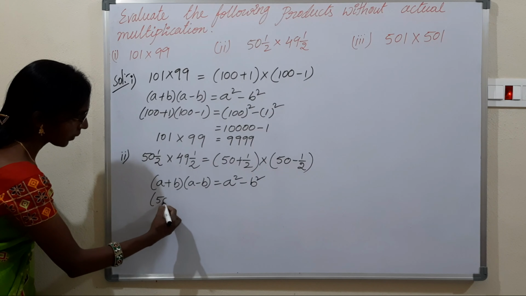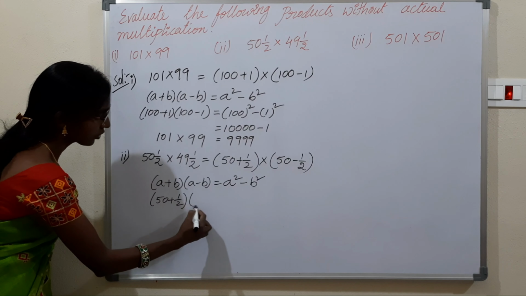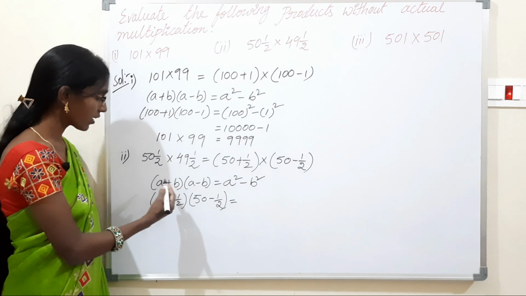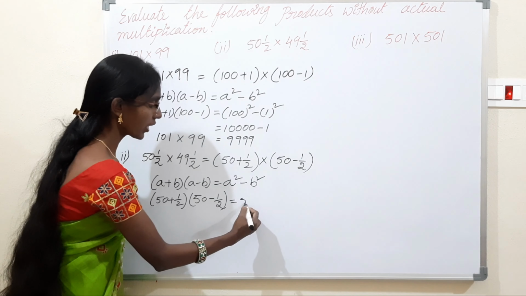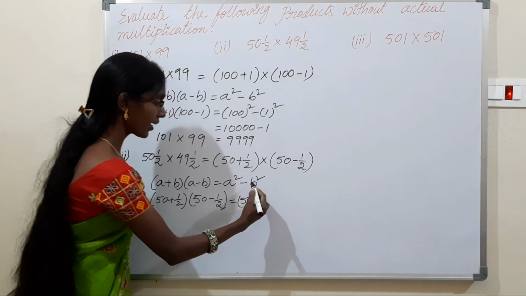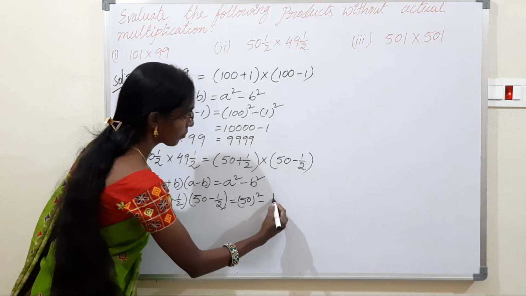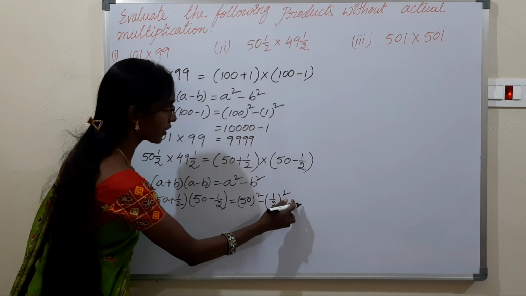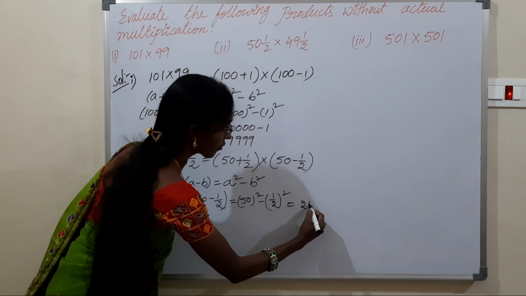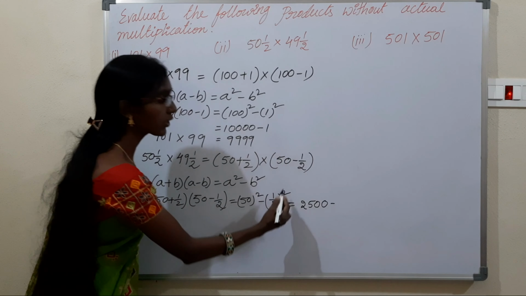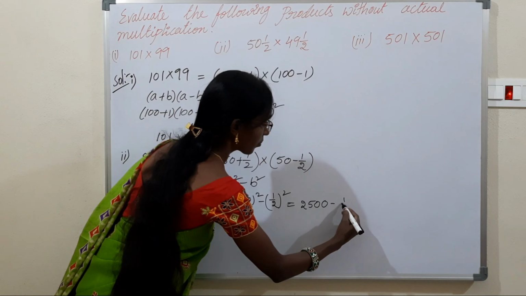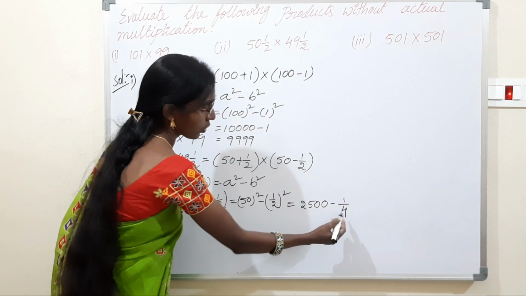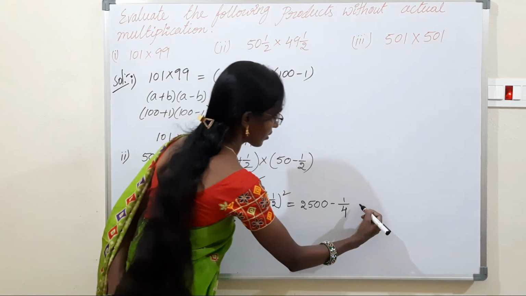Now 50 plus 1 by 2 into 50 minus 1 by 2, which is equal to, in the place of a we have 50. So 50 square minus, in the place of b we have 1 by 2, so 1 by 2 whole square. 50 square is nothing but 2500 minus 1 by 2 whole square, that is 1 by 4. Now we have to subtract 1 by 4 from 2500.